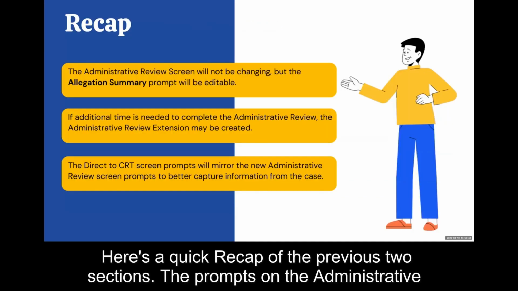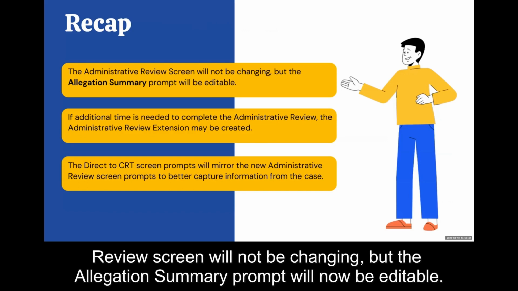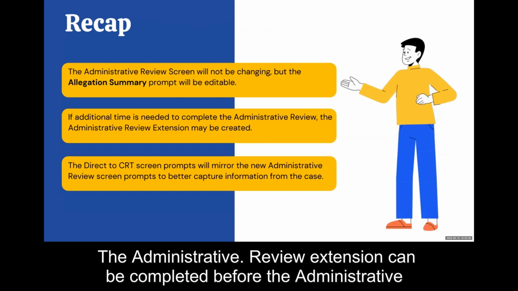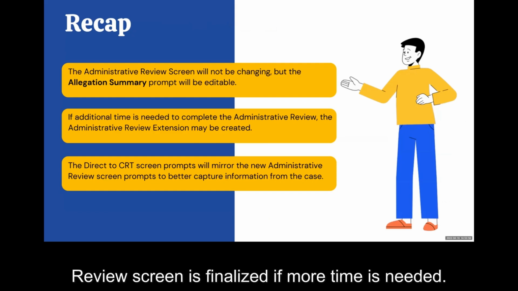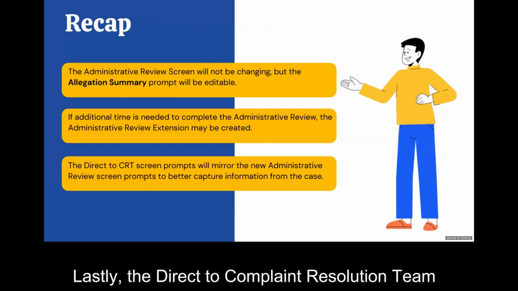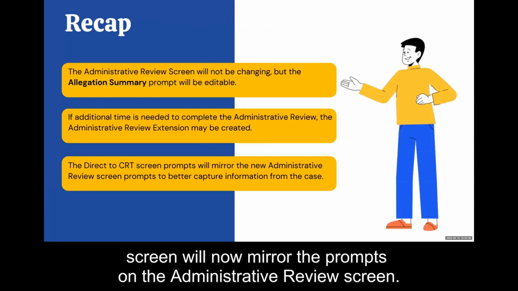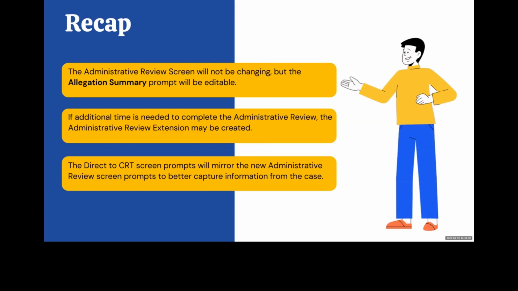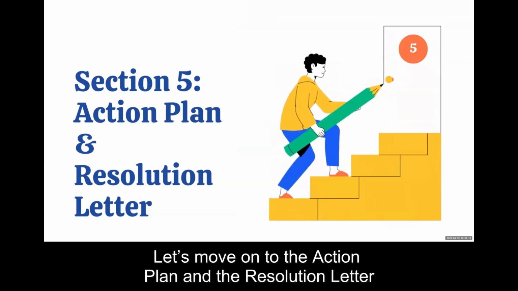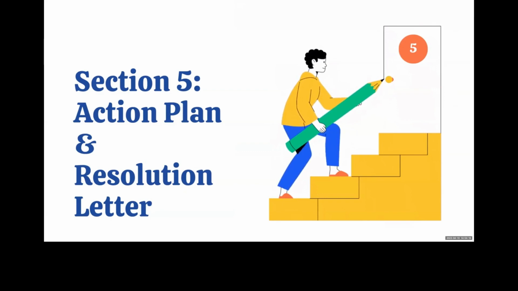Here's a quick recap of the previous two sections. The prompts on the administrative review screen will not be changing, but the allegation summary prompt will now be editable. The administrative review extension can be completed before the administrative review screen is finalized if more time is needed. Lastly, the Direct to Complaint Resolution Team screen will now mirror the prompts on the administrative review screen. Let's move on to the action plan and the resolution letter.